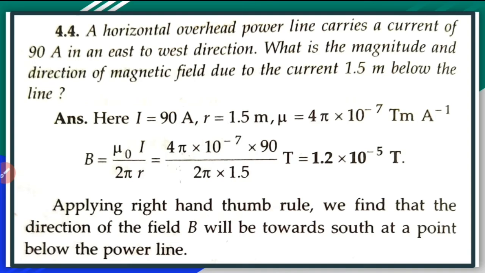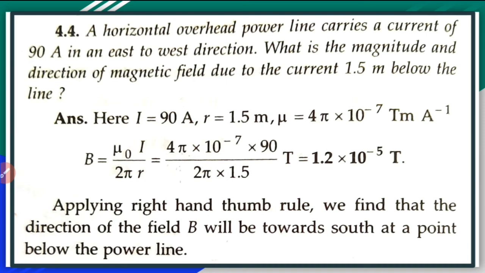And it carries a current of 90 ampere. So the equation is the same. The distance of the point is 1.5 meter. So substituting, we will have B is equal to 1.2 into 10 raised to minus 5 Tesla.